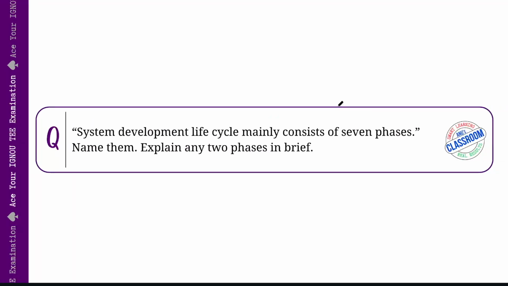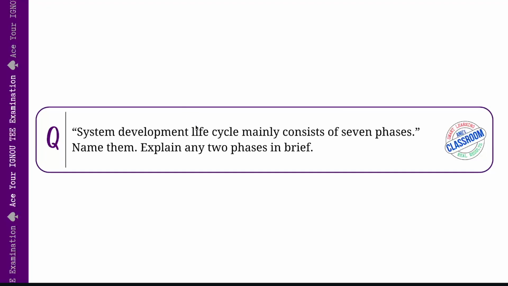System development life cycle mainly consists of 7 phases. We are asked to name them and explain any 2 phases in brief, but I'll be explaining all 7 in brief for you. So what is this system development life cycle, or SDLC? This is a structured framework that guides us through the process of building and maintaining information systems. It ensures that projects are completed efficiently, on time, and meet the user's needs.